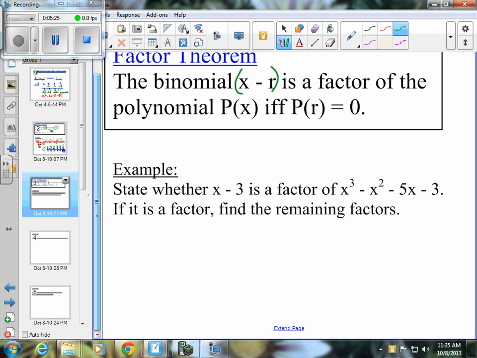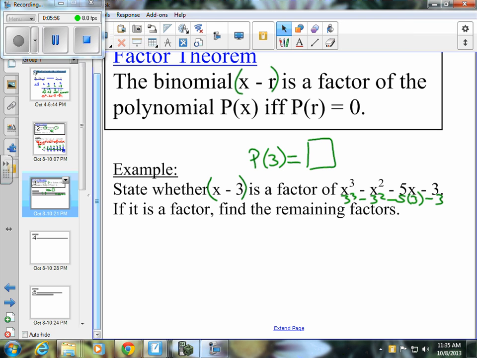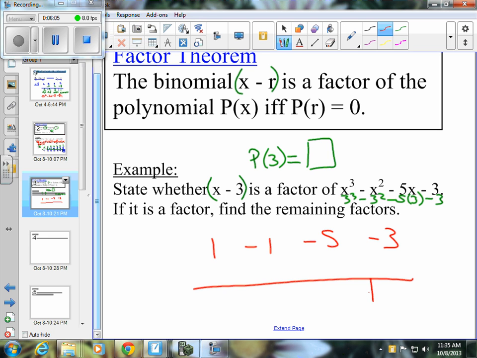Okay, so let's take a quick peek here and give this a try. It says, is x minus 3 a factor of that x to the third polynomial? Well, I can plug 3 in, so I can literally figure out P of 3 and see what I get for my answer. So one way of doing that is I could literally plug 3 in for each of these. So 3 cubed minus 3 squared minus 5 times 3 minus 3, and see if I get 0. If I do, that means it's a factor. If I don't, that means it's not. Well, that's one way to do it, and that just tells me, though, about that factor. What's probably even better is to divide it synthetically, so I can see not only if it's a factor, but what the other factors might be as well.